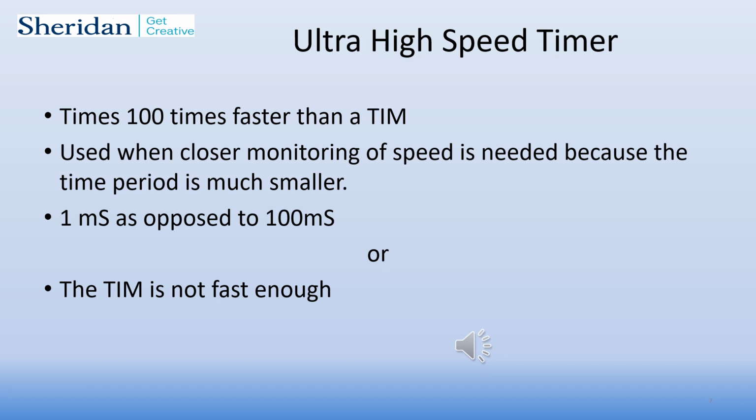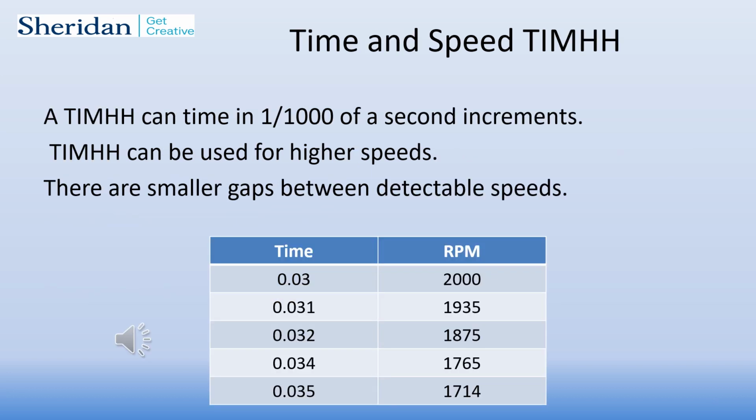It times 100 times faster than the TIM, used when close monitoring of speed is needed because the time period is much smaller, 1 microsecond as opposed to 100 microseconds for the TIM, or whenever the TIM is just not fast enough to monitor the process. What we see in this slide is that the TIM-HH can time down to 1/1000th of a second, 1 millisecond. That is the smallest increment of time it can measure. Therefore, you can use a TIM-HH for higher speeds because it will detect much faster speeds.